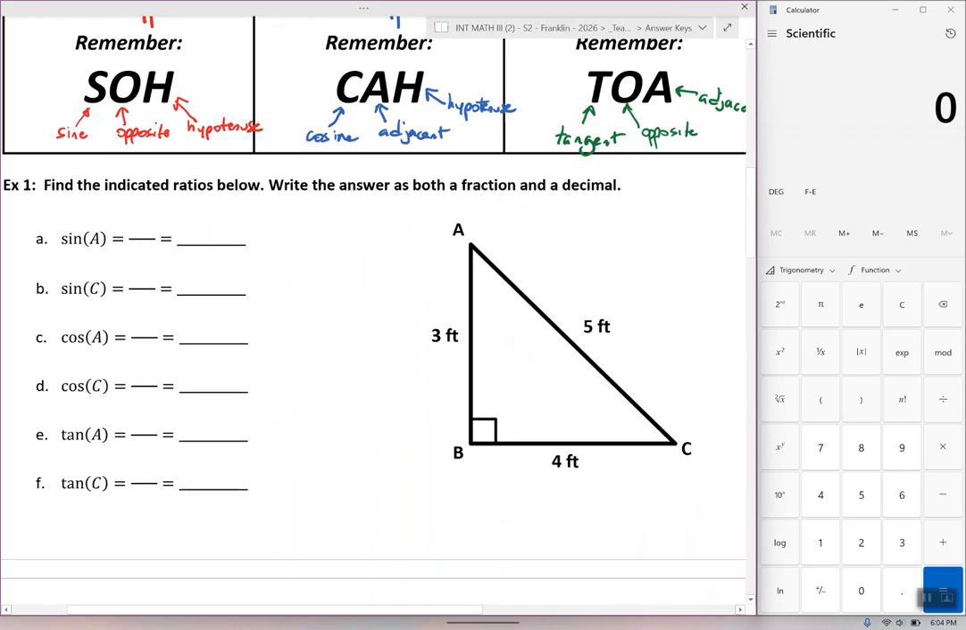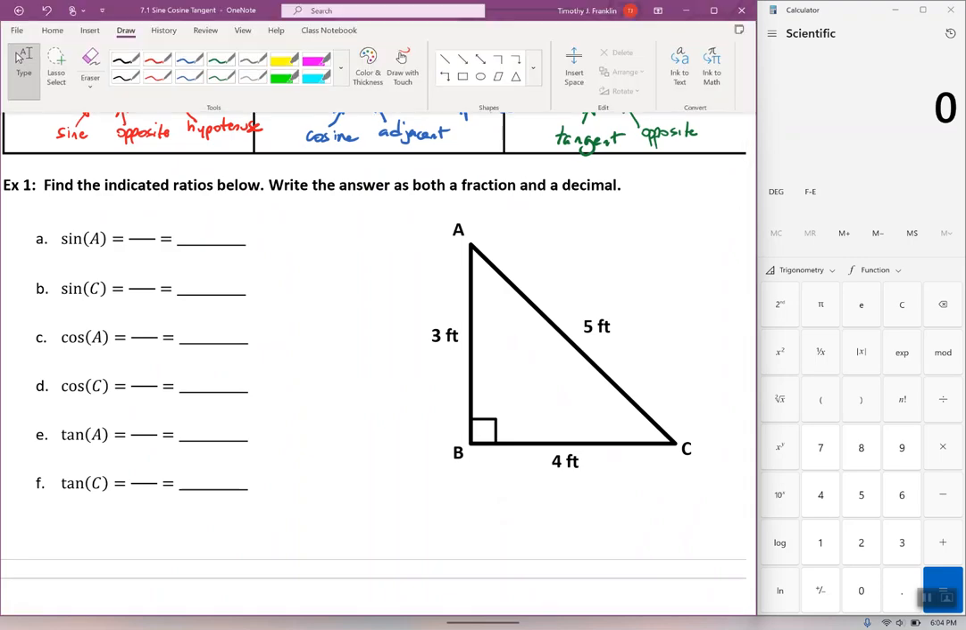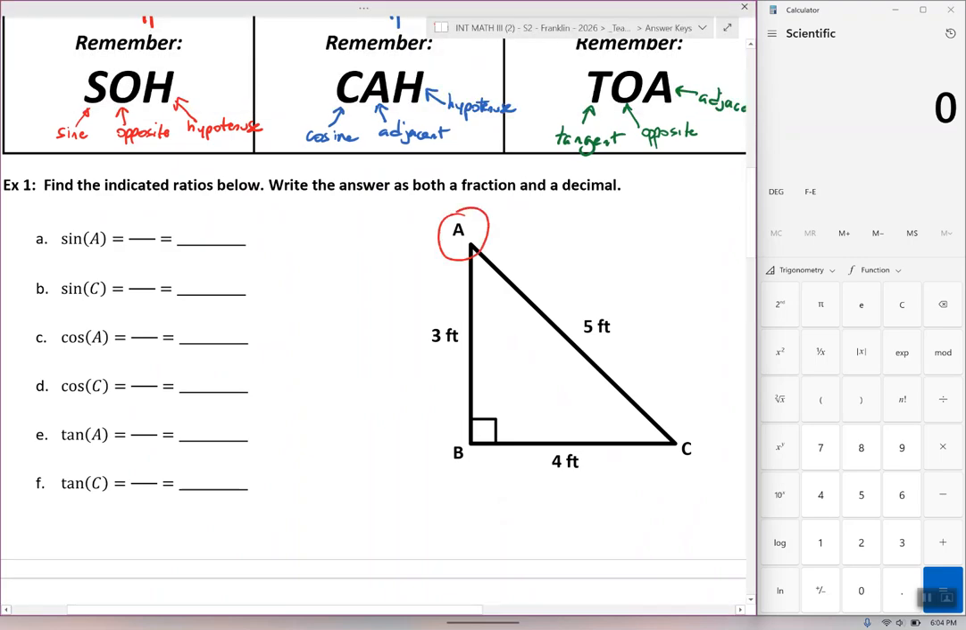Okay, so this says sine of A, so sine of angle A. So here's angle A. So we're going to look at this triangle from angle A's perspective for our sine. And remember, sine is opposite over hypotenuse. So the opposite side from angle A is 4, and the hypotenuse of this triangle is 5. So the sine of angle A is 4 over 5. And if we want to write that as a decimal, 4 divided by 5, 0.8.